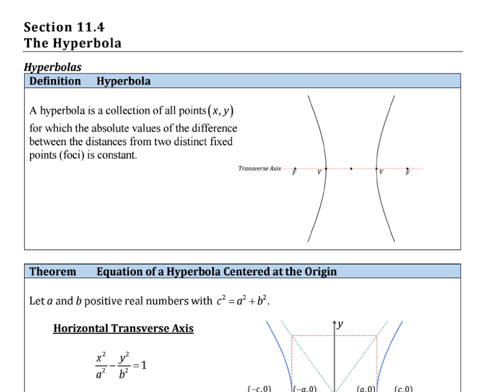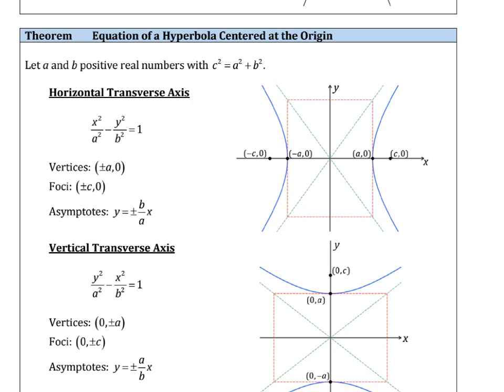If we take the distance between a focus and the point on a curve, on one of the branches, and then we take the distance to the other focus and we subtract those, that difference is the same, if you discount the sign, as any other difference of the distances. So if I take this larger distance minus the smaller distance, that will be the same as this larger distance minus this smaller distance. Now we will only look at hyperbolas that are centered at the origin.